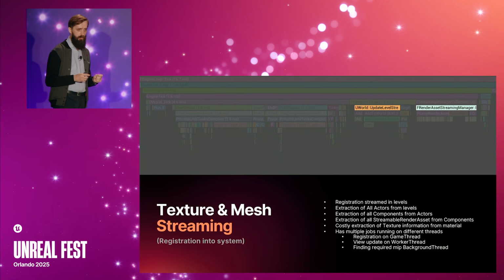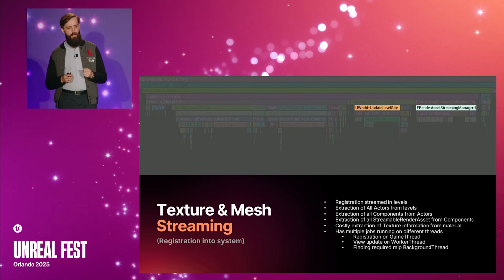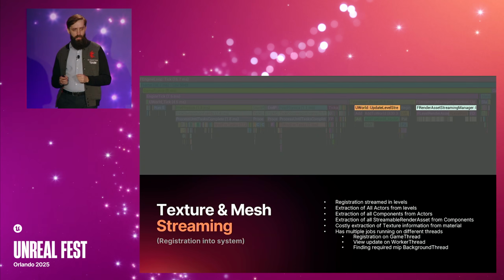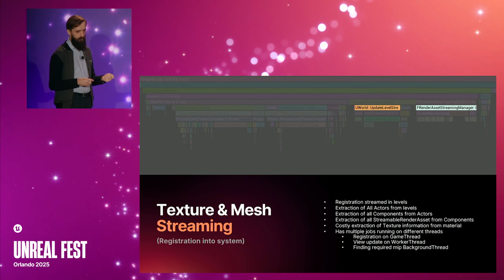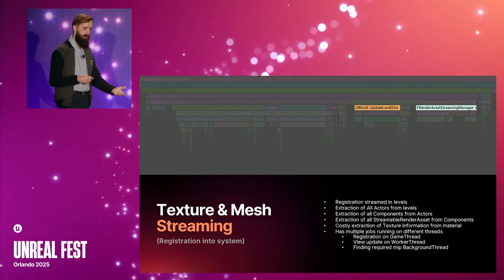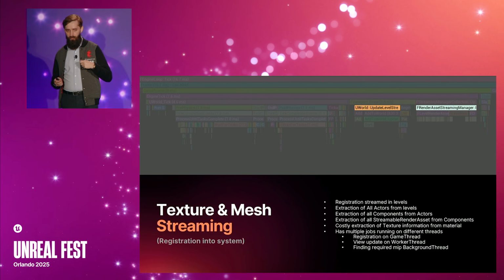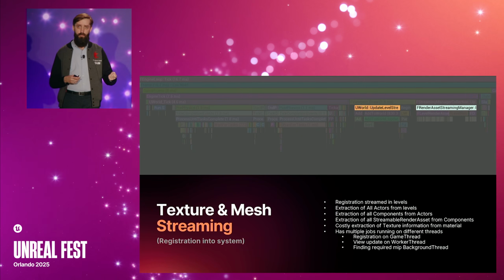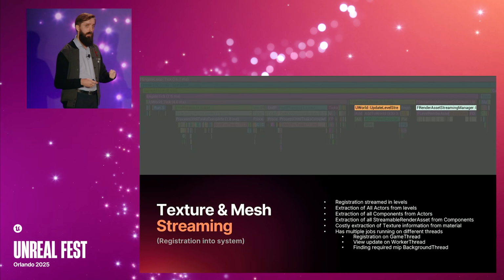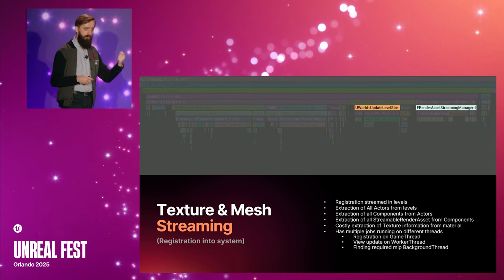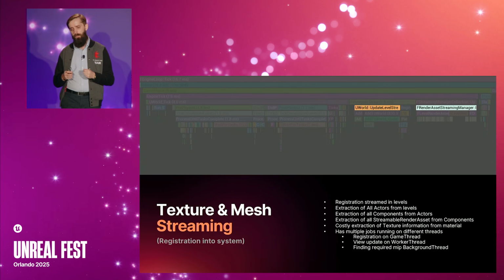Texture and mesh streaming relies on scene information. It is a very CPU intensive process. Each time we load the level, the system has to extract all the actors from all the levels, and it has to extract all the components from actors, and from components, textures from materials. There are quite a lot of nested loops.